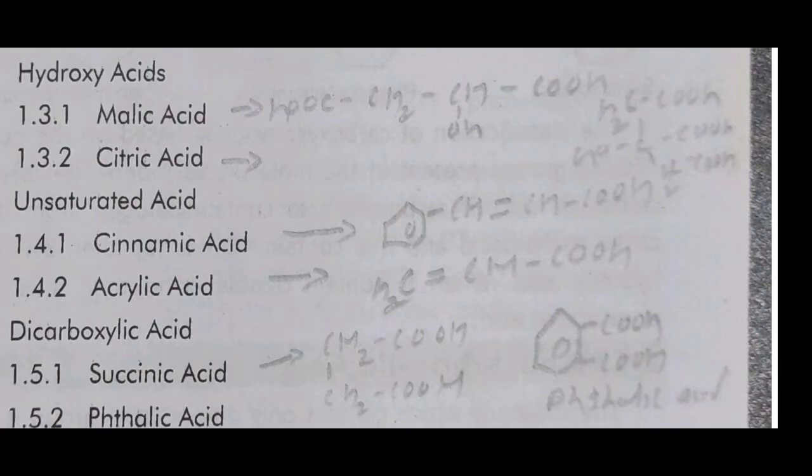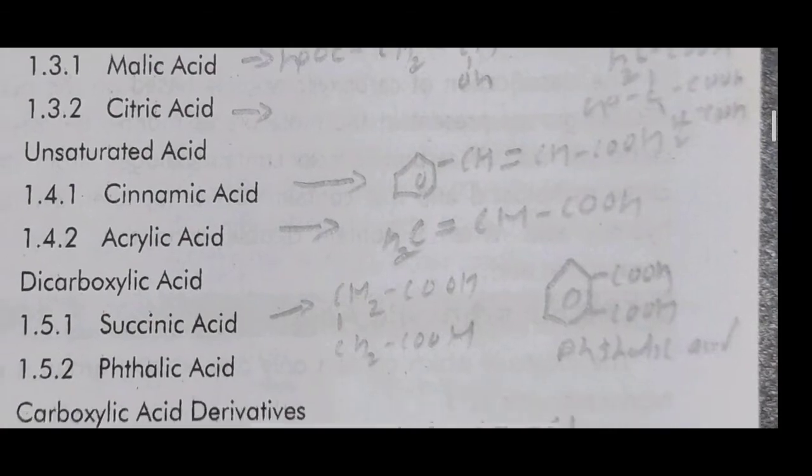The molecular formula for acrylic acid is CH2=CH-COOH, meaning a carbon-carbon double bond is present in this structure, therefore it is an example of an unsaturated acid. In cinnamic acid, the presence of CH=CH-COOH makes cinnamic acid also an example of an unsaturated acid.